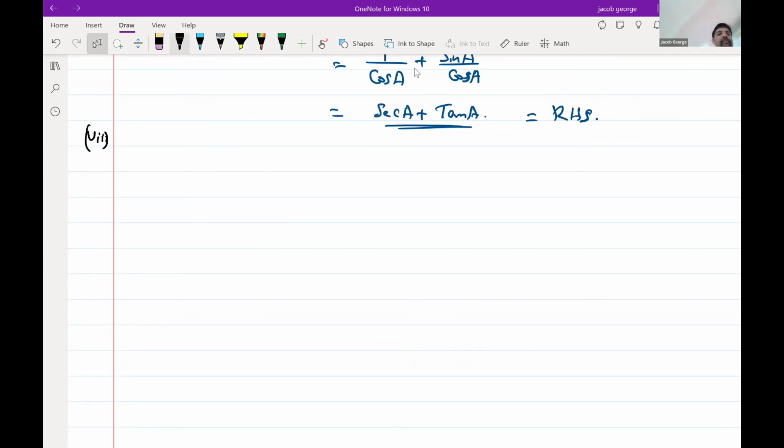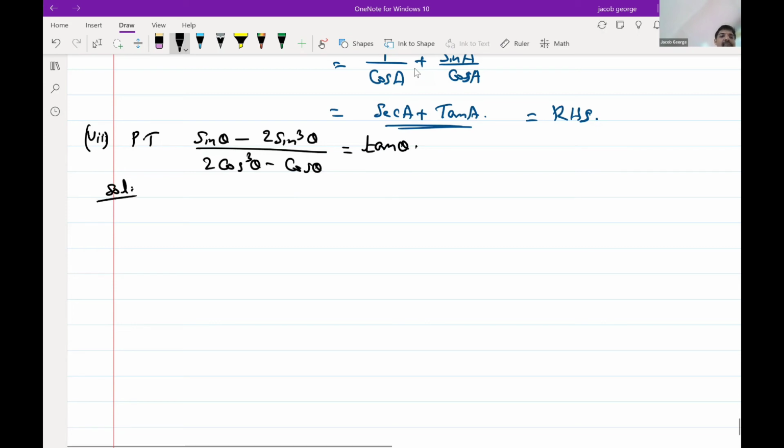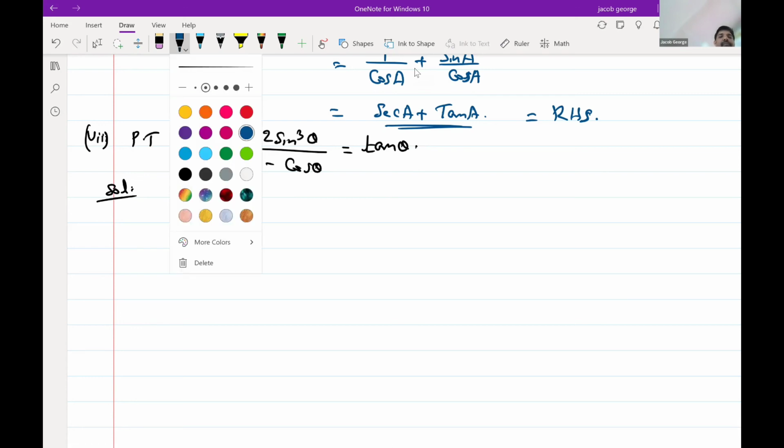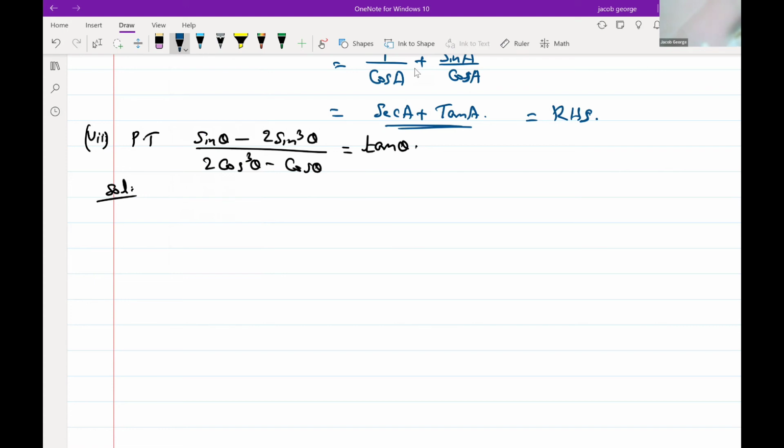Prove that sin theta minus 2 sin cube theta upon 2 cos cube theta minus cos theta is equal to tan theta. Please write this: sin theta minus 2 sin cube theta upon 2 cos cube theta minus cos theta is equal to tan theta.